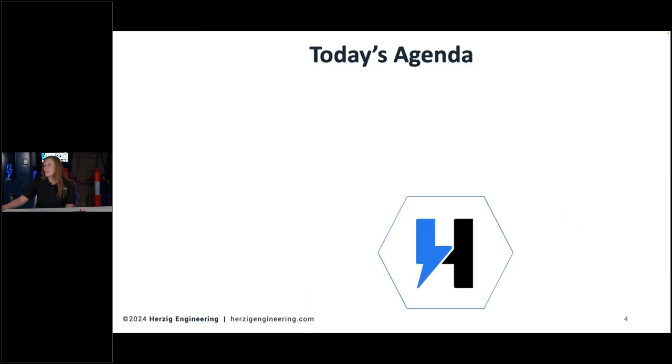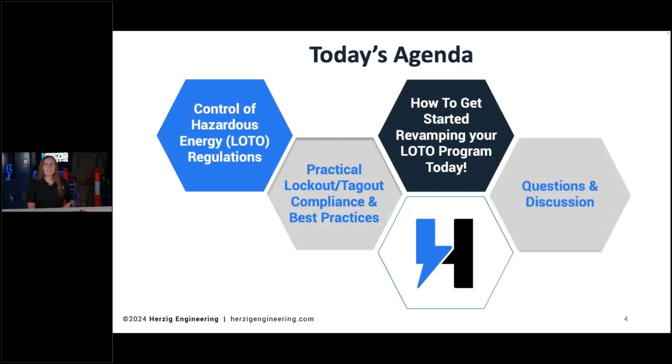Okay. We do have a lot to cover in this short period, so I'm booking it through this intro part, but we're going to start with the Control of Hazardous Energy regulations, the Lockout Tagout standards that you need to keep in mind, and then we'll dive into that practical application piece, some best practices, some simplifications that you can make without cutting corners, because that's also very important. Don't ever cut corners on this stuff. How to get started revamping your LOTO program. Essentially, I'm just going to give you a checklist of things that you can start on today to get your program improved. And then, of course, if there's any outstanding questions, I'll address them at the end.